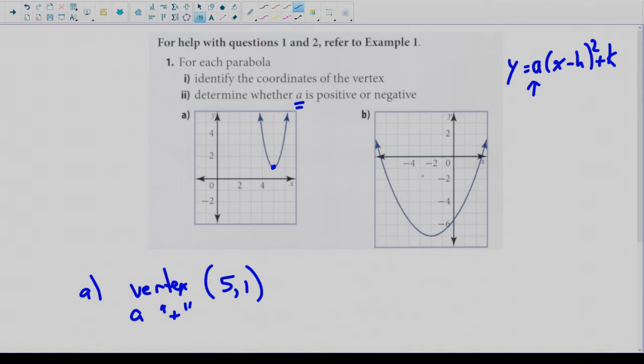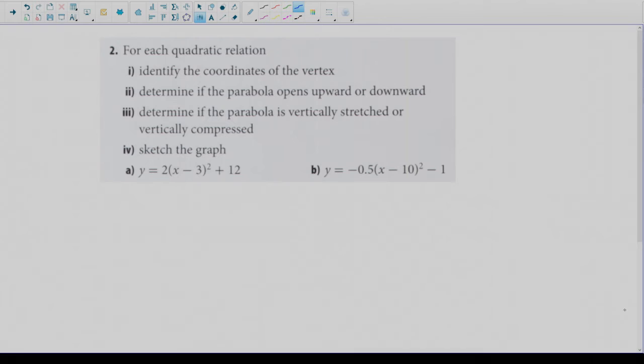Now, I should have maybe shown you a picture of a negative parabola, but this would be one where A would be negative. Okay? I'm not going to do the second one because it's pretty much the exact same thing as the first one.